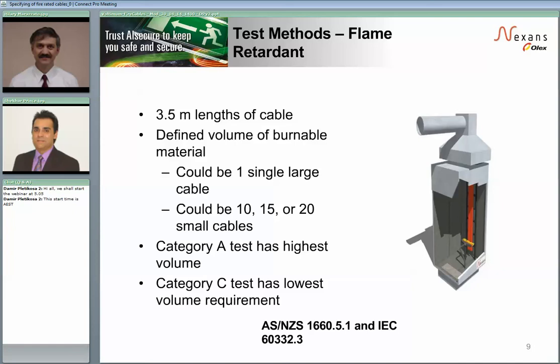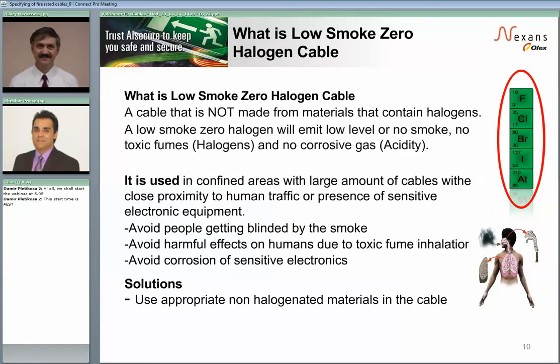On this slide we're looking at what is the low smoke zero halogen cable we've mentioned a couple of times. The fumes from these materials when the material is burnt do not contain halogens, and you see a chart on the right of the screen showing the chemical list of the halogen materials, starting with F for fluorine, Cl for chlorine, then bromine, iodine and astatine.